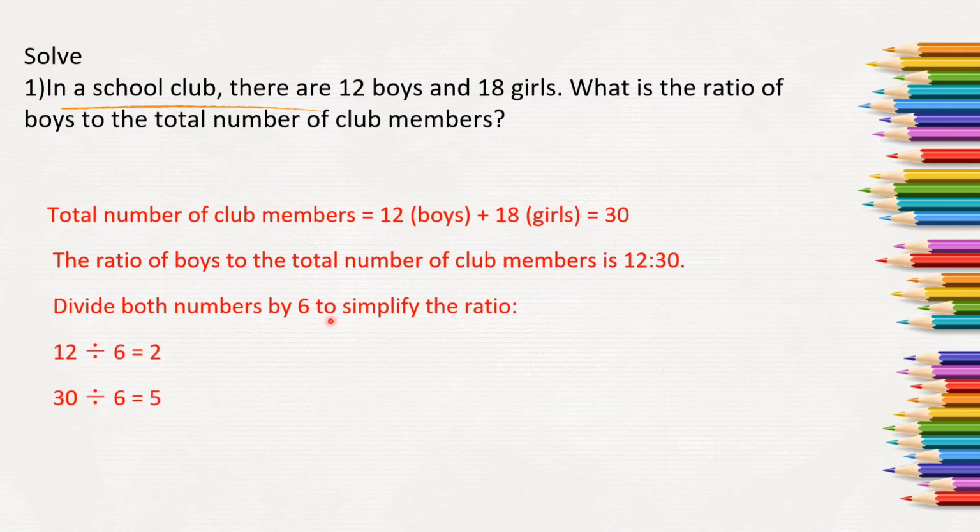Yes. So here 12 divided by 6 is equal to 2 and 30 divided by 6 is equal to 5. So 2 is to 5. So the simplified ratio is 2 is to 5. The ratio of boys to the total number of club members is 2 is to 5.